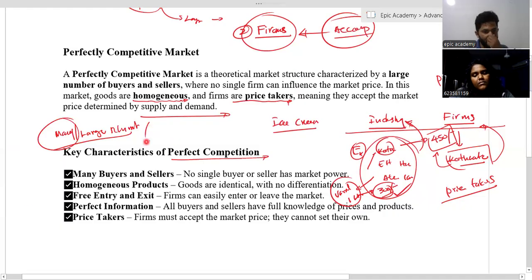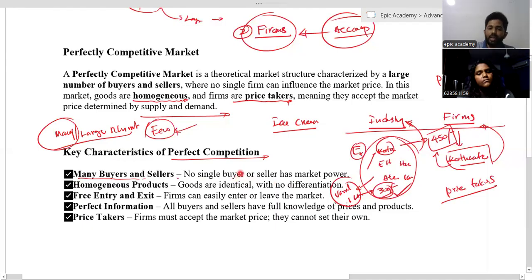Okay, so then what about few? You can count it very easily. As an example, the banking industry in Sri Lanka. How many private banks are there? You can count it. That's the meaning of few. Okay, there's a difference between many and few. Large number. Many buyers and many sellers. No single buyer or no single seller has market power.